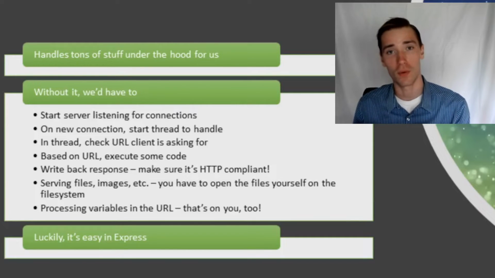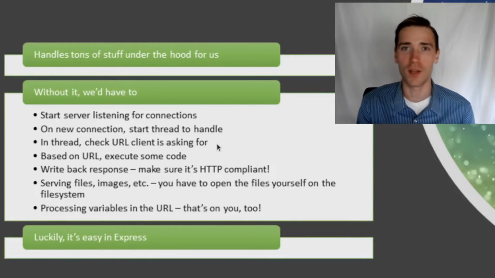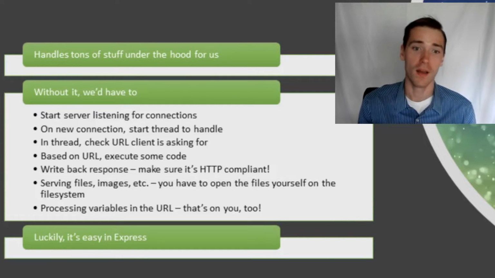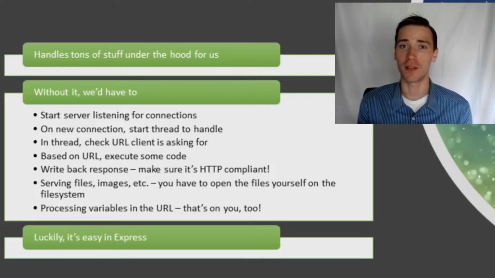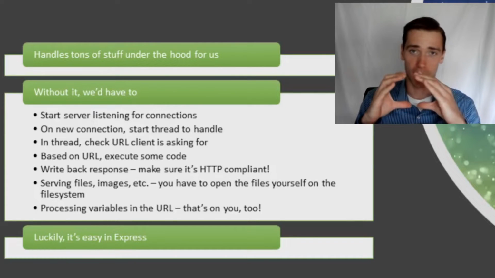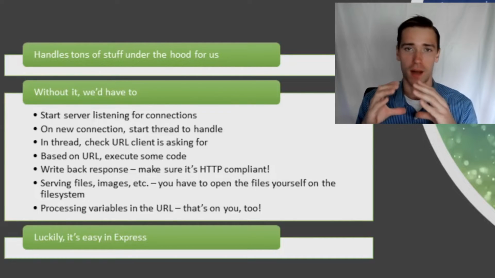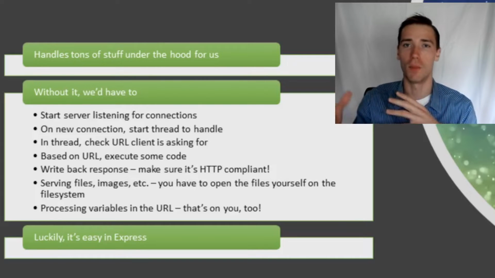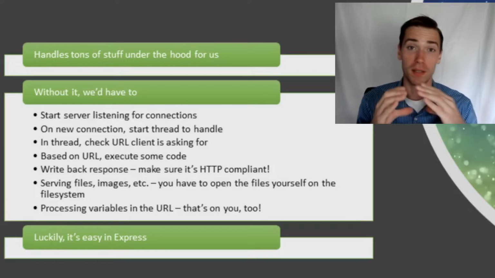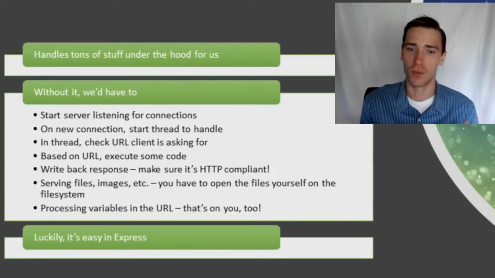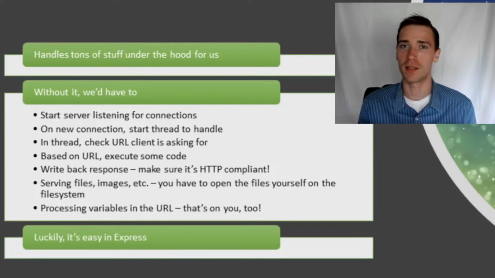In that thread, we would have to parse the HTTP request that the client is making, figure out what URL they're asking for. Based on that URL, we would have to execute some code. That code would be specific to our application, not part of Express.js. So now we're mixing the middleware and the backend with our actual application business logic code. And then once we're done with that, we have to write back the response. We have to make sure it's valid HTTP, serving files and images and all that stuff.